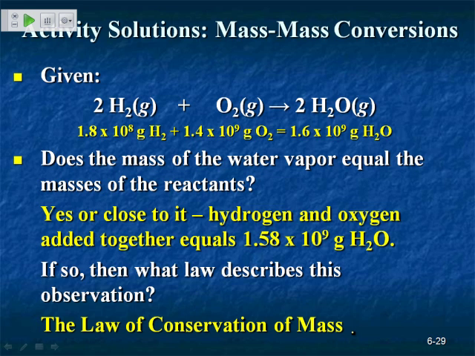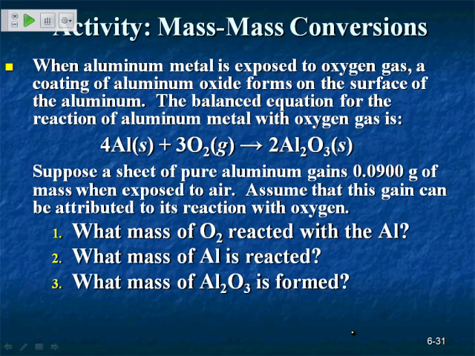Questions so far? I think I have one more example for mass to mass conversion. Here is the question. When aluminum metal is exposed to oxygen gas, a coating of aluminum oxide forms on the surface of aluminum. The balanced equation for the reaction of aluminum metal and oxygen gas is 4 moles of aluminum reacting with 3 moles of oxygen, forming 2 moles of aluminum oxide.